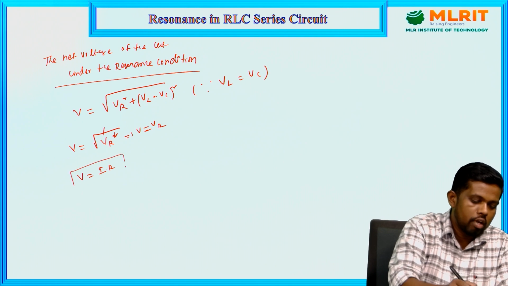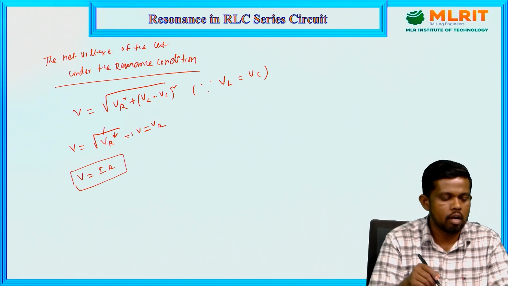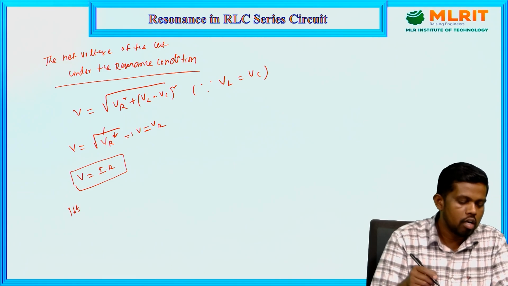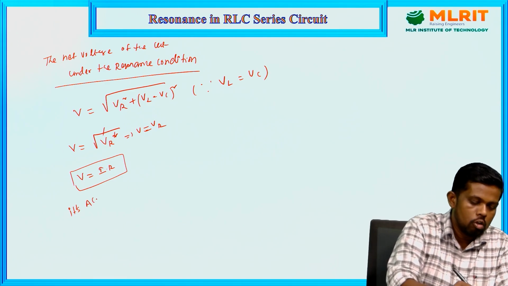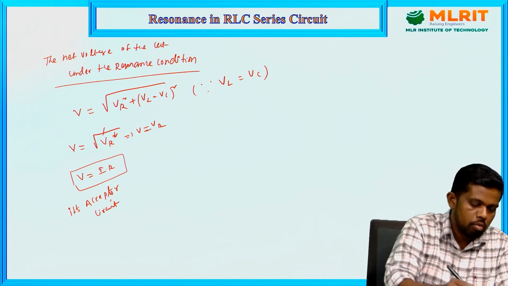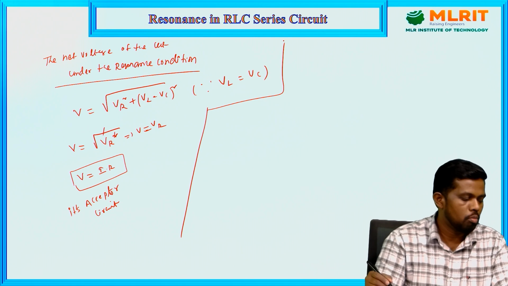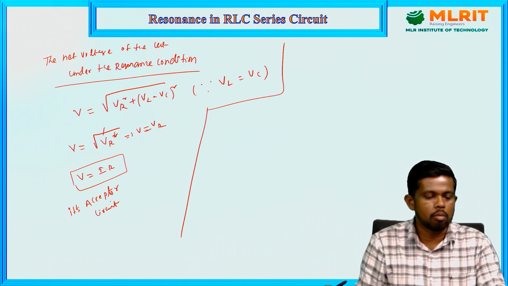Based on this, under the resonance condition, the whole circuit draws the maximum amount of current. Hence it is called the acceptor circuit. Under the resonance condition, the RLC series circuit draws the maximum amount of current, hence it is called the acceptor circuit. The whole circuit takes the maximum amount of current and also the maximum amount of power. For this reason, the whole network under the resonance condition is called the acceptor circuit.